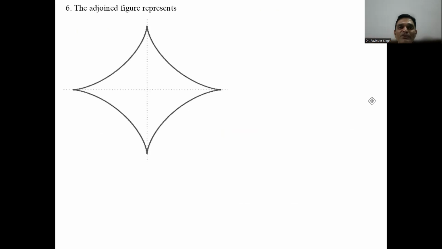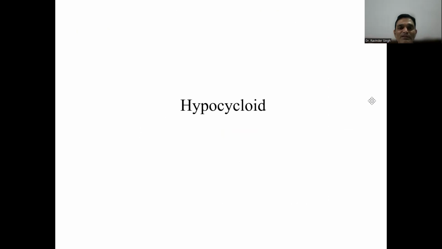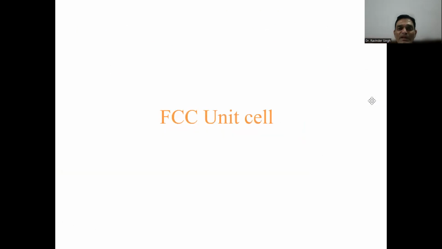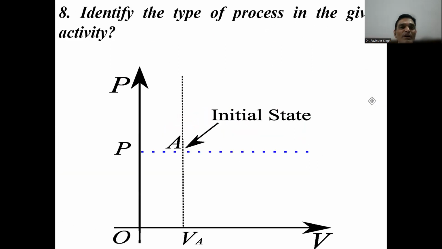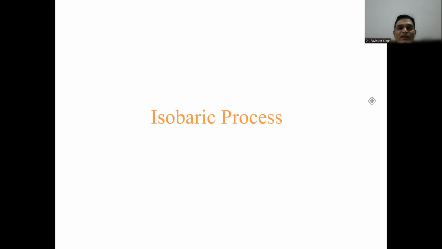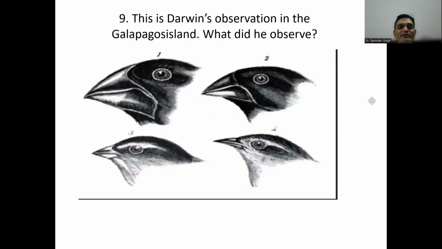The adjoined figure represents, the answer is hypocycloid. Identify the type of the unit cell. The answer is the FCC unit cell. Identify the type of the process in the given activity. The answer is the isobaric process.